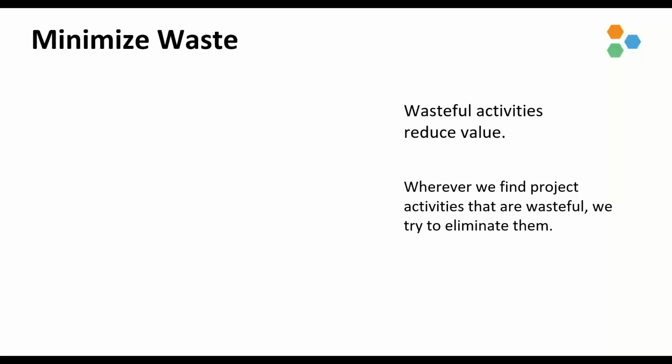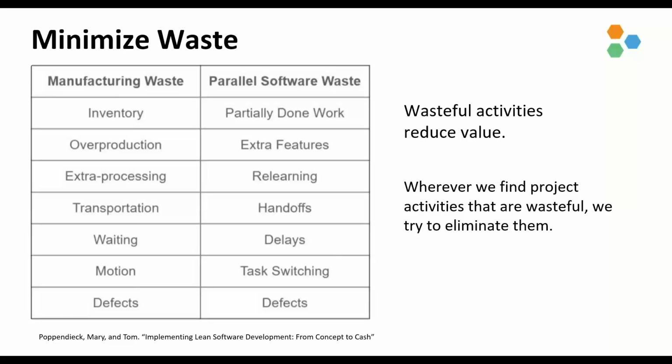So to maximize value, it's useful, I think it might be helpful just as a reference for you if you want to reference a book. It's by Tom and Mary Poppendieck, and we're going to talk about this in a moment, but it lists the 7 wastes. This is taken from their book, Implementing Lean Software Development from Concept to Cash. Again, Implementing Lean Software Development from Concept to Cash by the Poppendiecks. And they have done a great job mapping software waste from the corresponding waste described in lean manufacturing. You see that on the left side of this slide. So let's talk through these briefly.